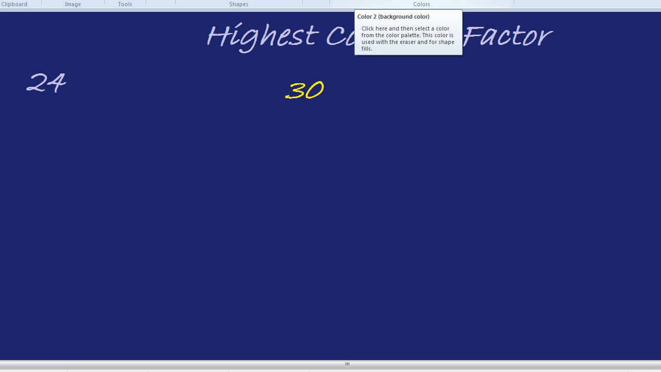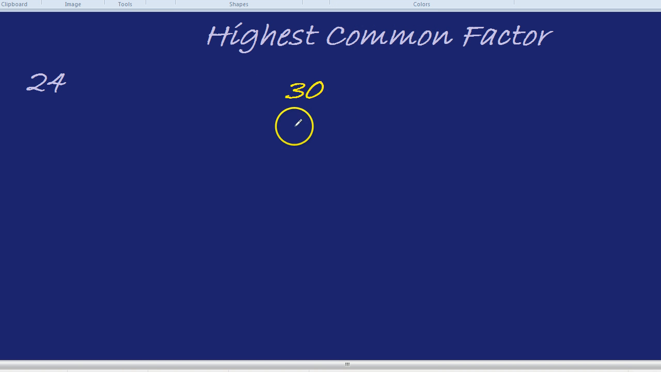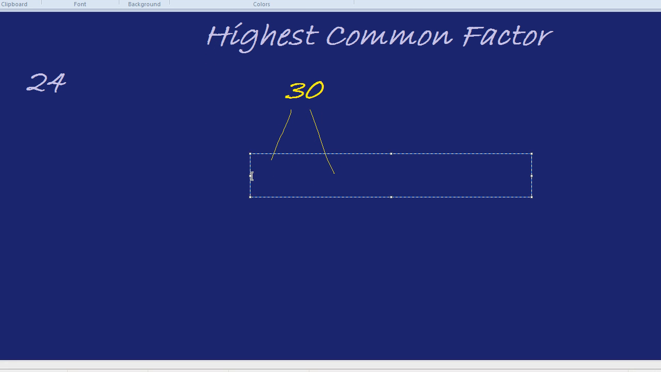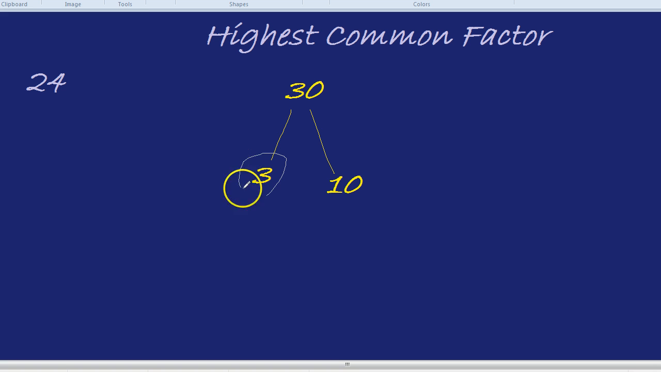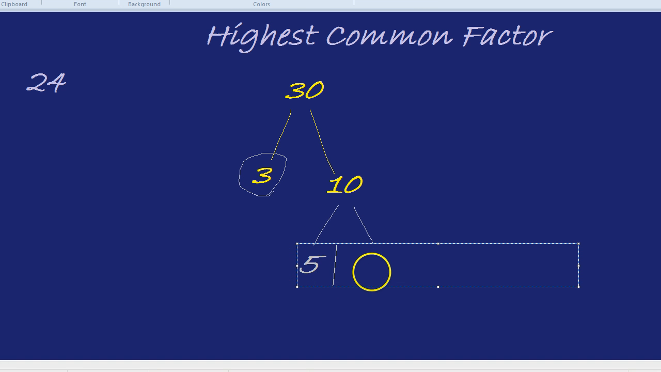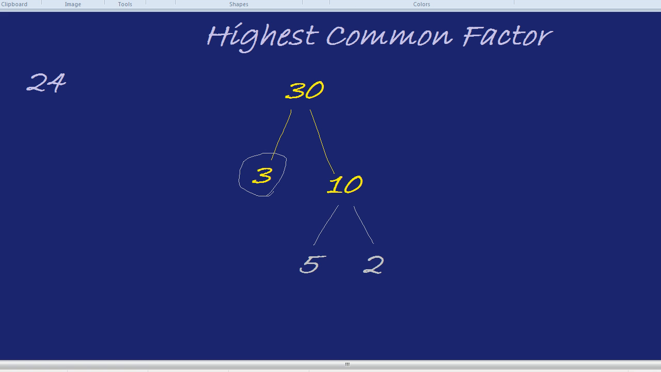I would do a prime factor tree. If you're not sure how to do that, I've got another video on prime factors showing how to do that. For now though, we're just going to go ahead and do the prime factor tree. 30 can be split up into 3 times 10. 3 is a prime factor because it's a prime number, so I'm going to circle it. 10 is not, it can be split down into 5 times 2. And both 5 and 2 are prime numbers, so I can circle both of those.